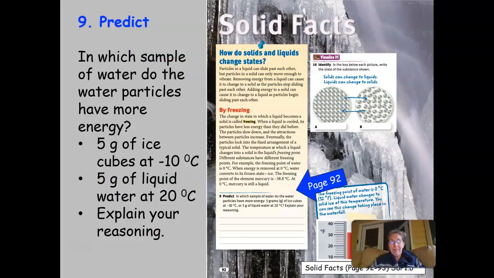Okay, we're back. Question number 9 asks you to predict in which sample of water do water particles have more energy? In 5 grams of ice cubes at minus 10 degrees Celsius or 5 grams of liquid water at 20 degrees Celsius? So not only do they want you to answer the question, they also want you to explain why you answered that way. Make sure to use evidence or cite some facts to help support your answer.